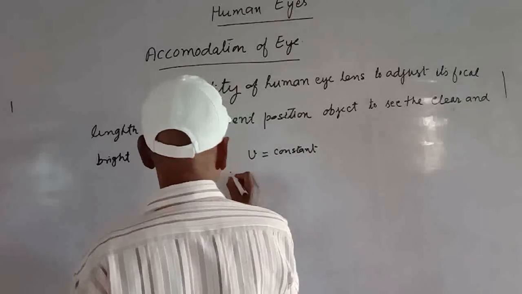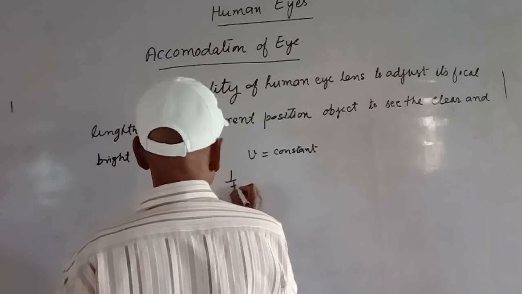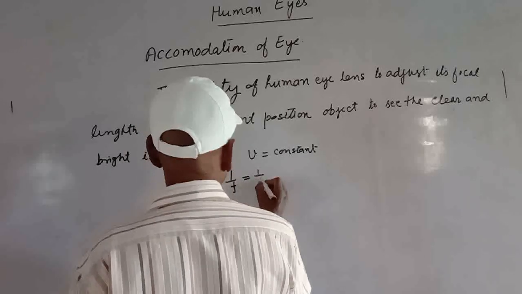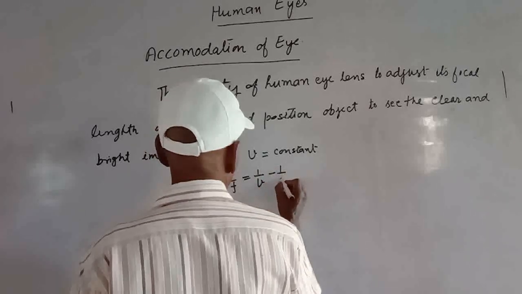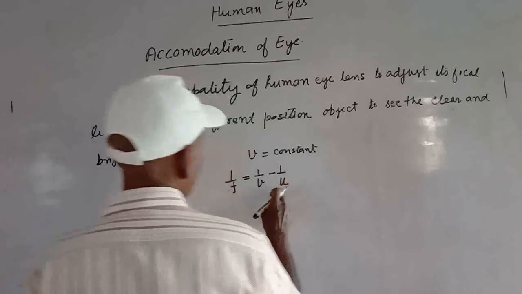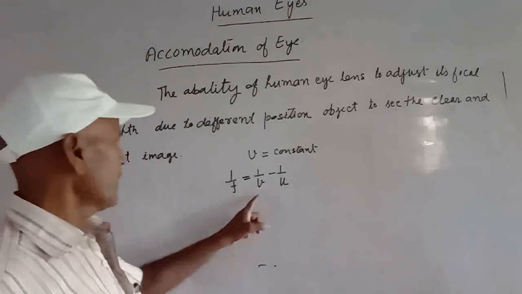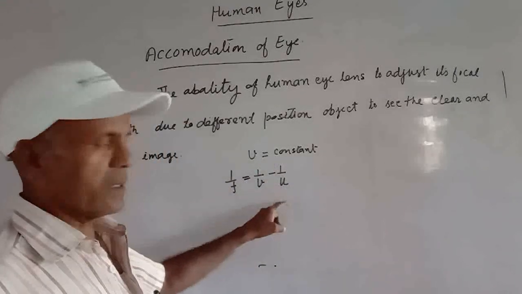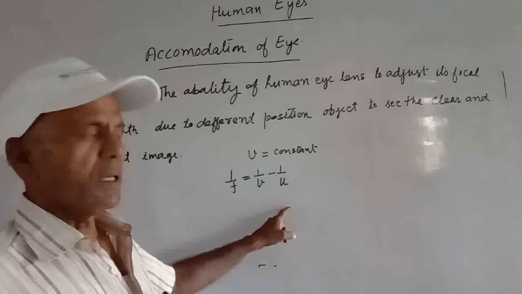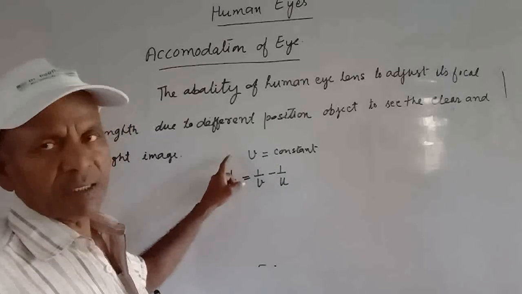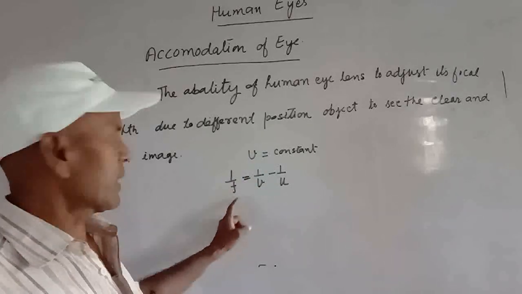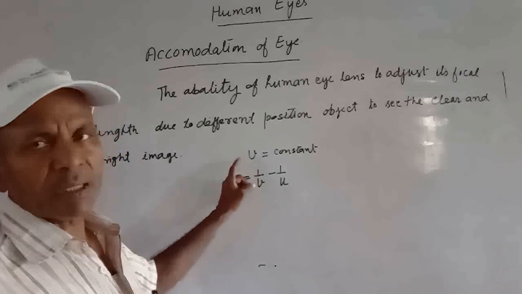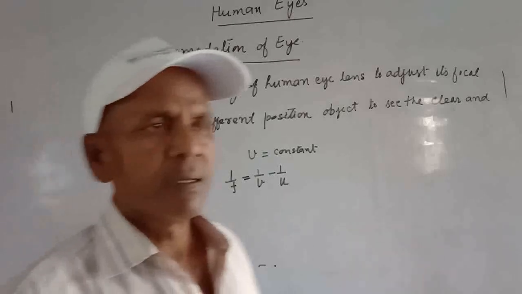In this case, 1 upon F is equal to 1 upon V minus 1 upon U. When U varies, V is constant. Due to variation of U, F is varied, and in this case the ciliary muscles help to adjust the focal length of the eye lens.